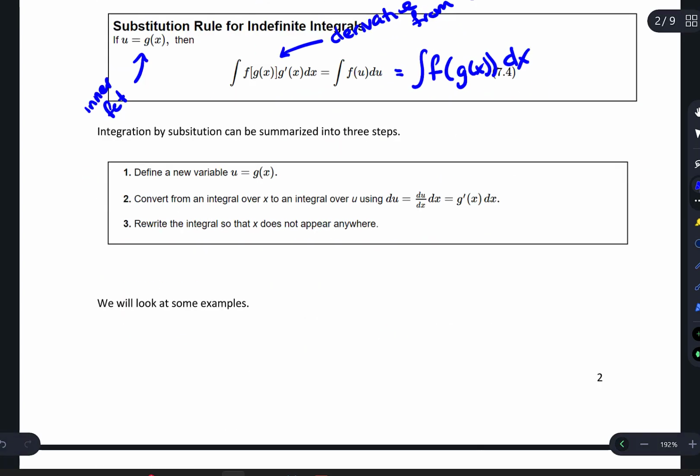And so integration by substitution can be summarized into 3 different steps. The first thing we have to do is define the new variable u equals g of x. In other words, we have to find our inner function. We then convert our integral over x to an integral over u. And we're going to look at several examples of this, and then we rewrite that integral so that x does not appear anywhere. And so again, we're going to look at some examples of what this looks like.